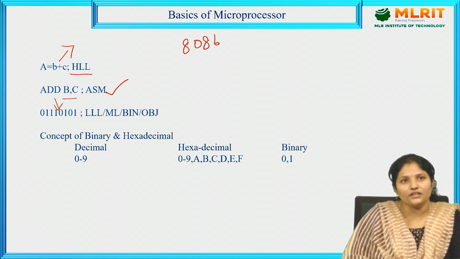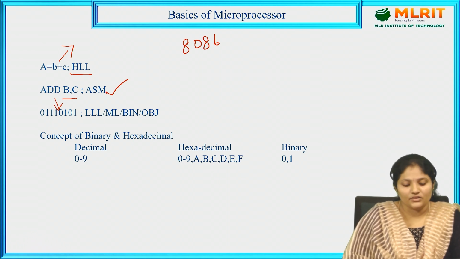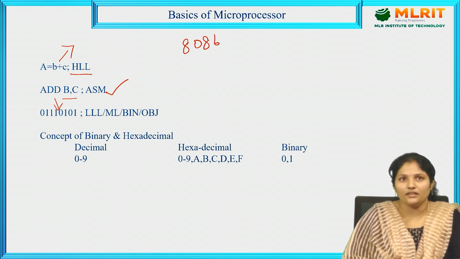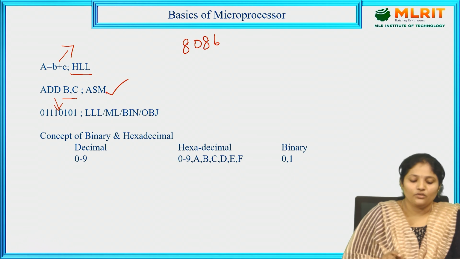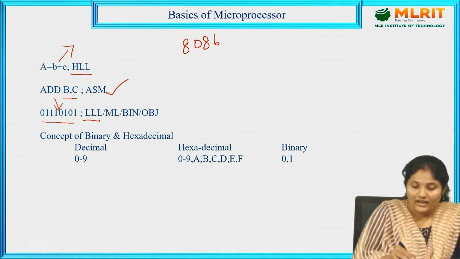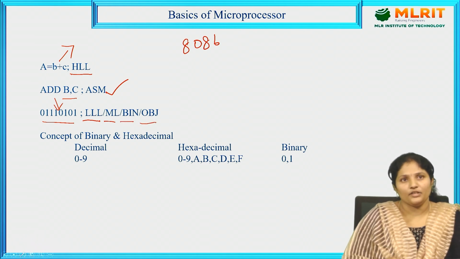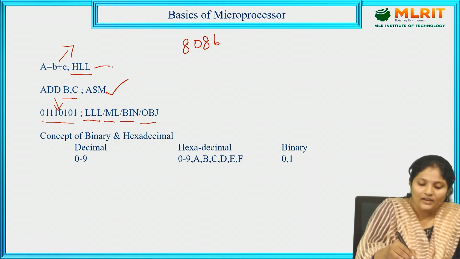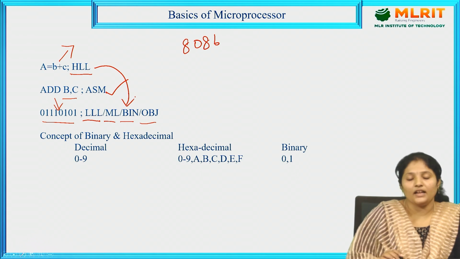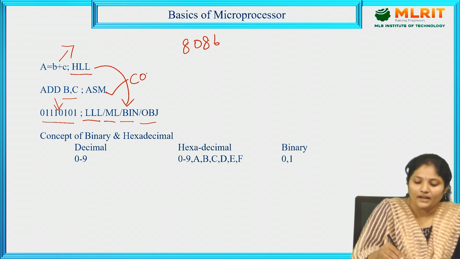Who will convert these instructions into binary? Because the machine can't understand the instruction itself like this. It needs to be in the binary format. So this is the instruction in the low level language format, machine language, binary language or object language. Okay. So these high level language instructions are converted into binary instructions using compilers.